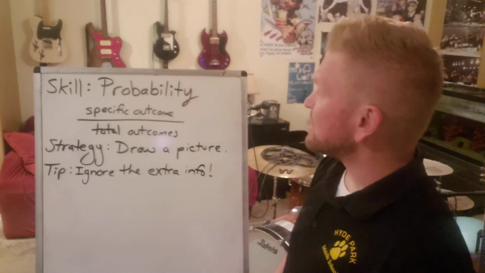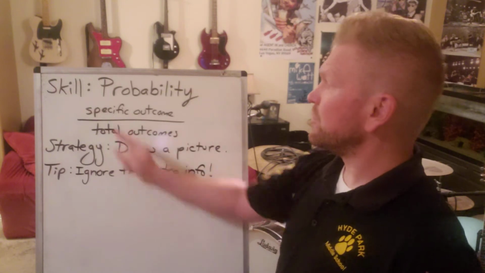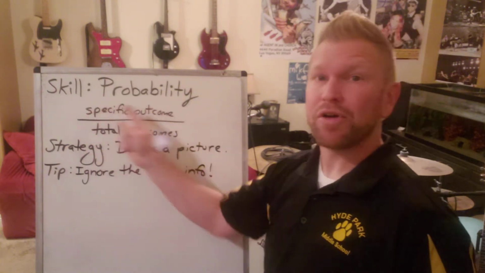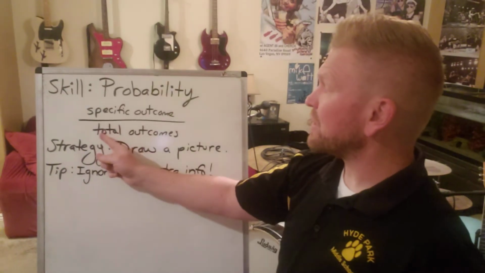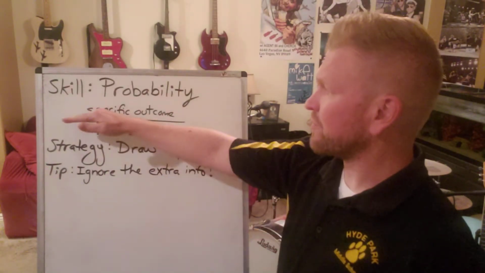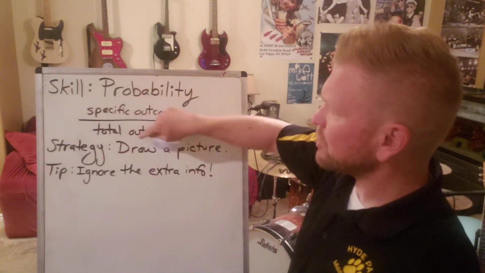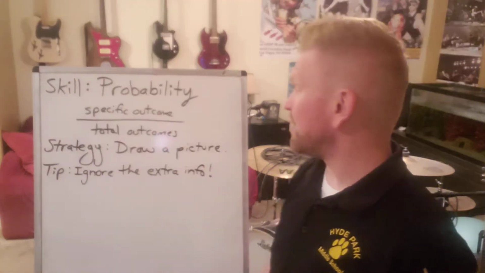So probability is going to be expressed as a fraction. The numerator is the specific outcome that you're trying to have happen, opening to chapter 12. The denominator is the total amount of outcomes. So it's a fraction, specific outcome, total outcomes for the denominator.